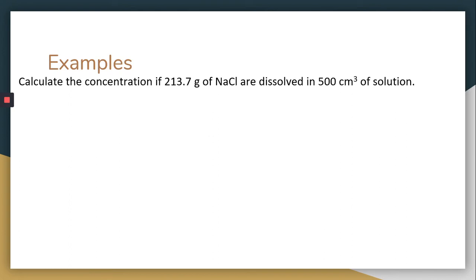So some problems, well, let's go over a couple of them. We have a mass of sodium chloride. We're dissolving it in a given volume, and it wants us to calculate concentration. So we know concentration is equal to moles divided by decimeters cubed. So we're going to have to convert grams to moles and centimeters cubed to decimeters cubed. So let's deal with the moles first.